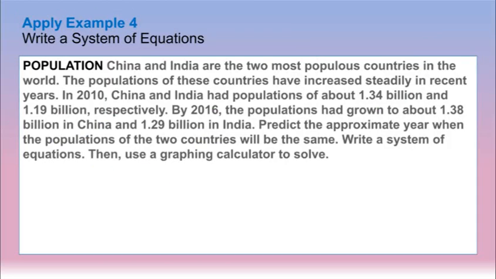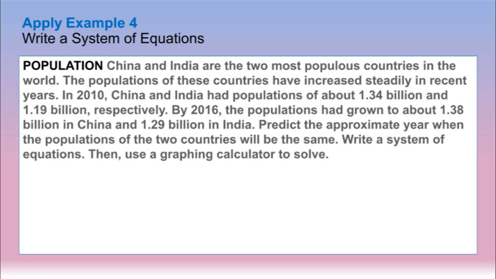Example 4, write a system of equations from a word problem. It says China and India are the two most populous countries in the world. Populations of these countries have increased steadily in recent years. In 2010, China and India had populations of about 1.34 billion and 1.19 billion, respectively.